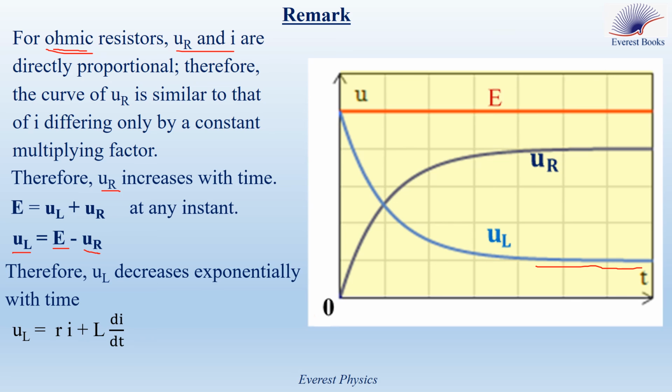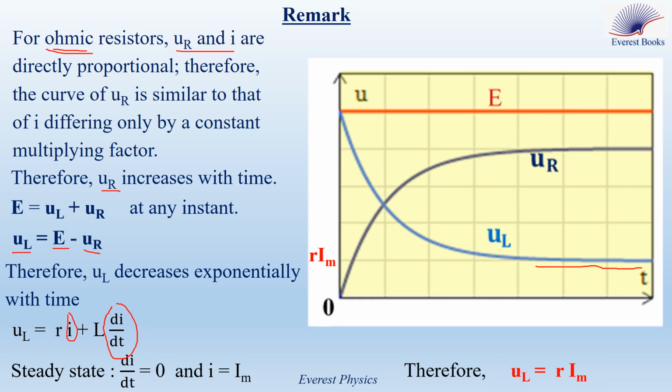But in the steady state, di by dt is equal to 0 and I is equal to I max. So, replace di by dt by 0 and I by I max in the expression of UL. This is going to be UL is equal to r I max, which shows you that in the steady state, UL is not equal to 0 because the coil has an internal resistance, so it acts as a resistor.